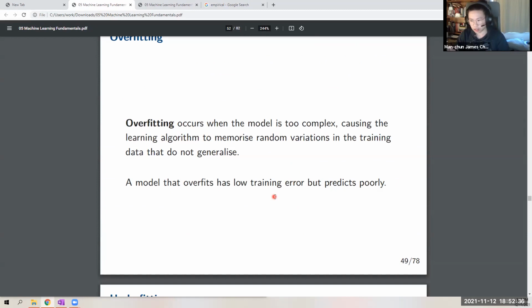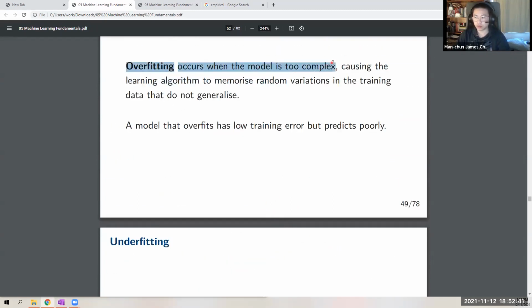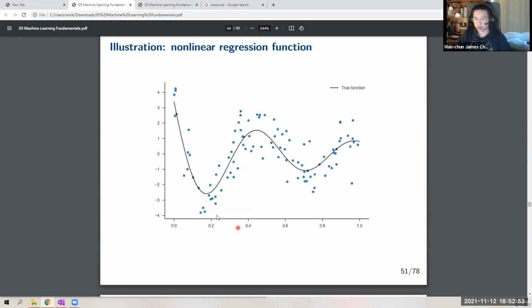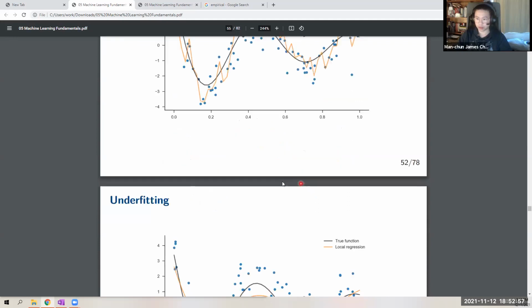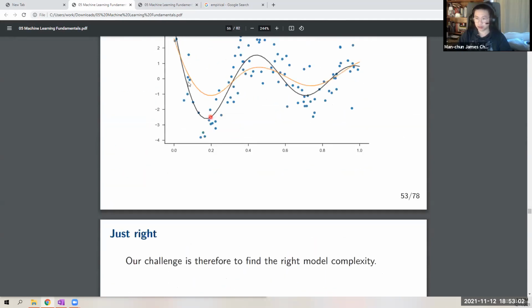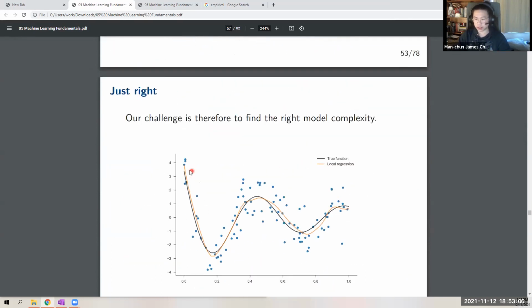So we have overfitting and underfitting, right? Overfitting would be when the model is too complex, so the model has too low of a bias, so it's moving all over the place. Underfitting would be when the model is not fitting the data set correctly. So this is overfitting, it's all over the place, and this is underfitting, so it's not correctly fitting the data set.